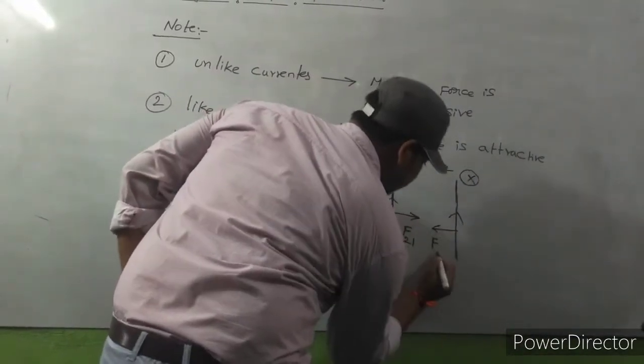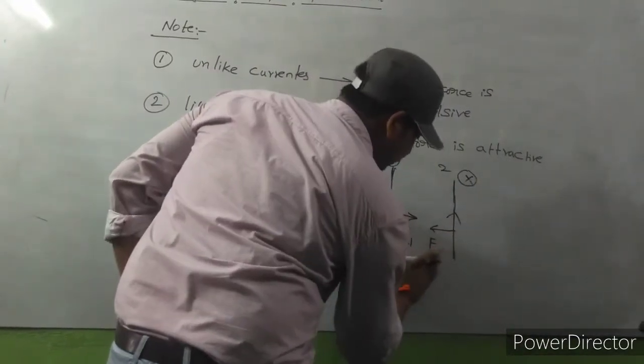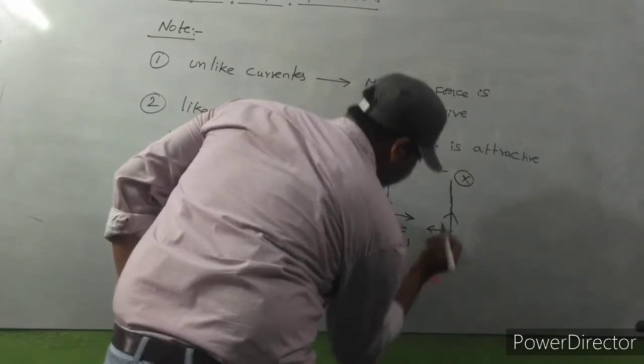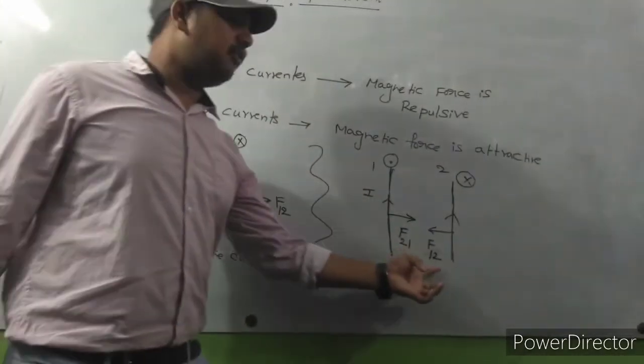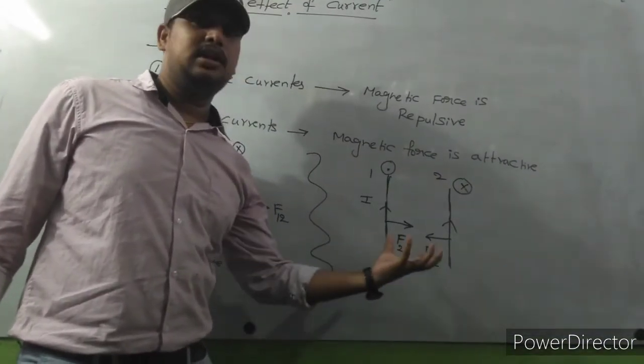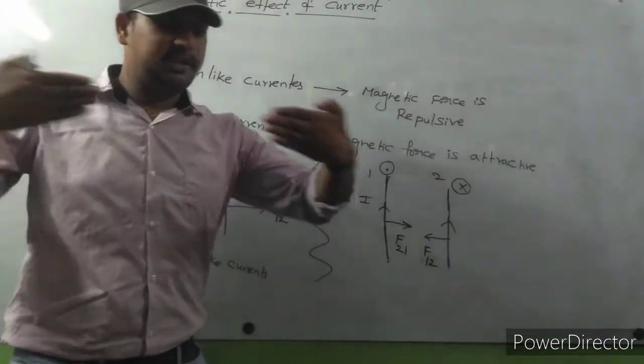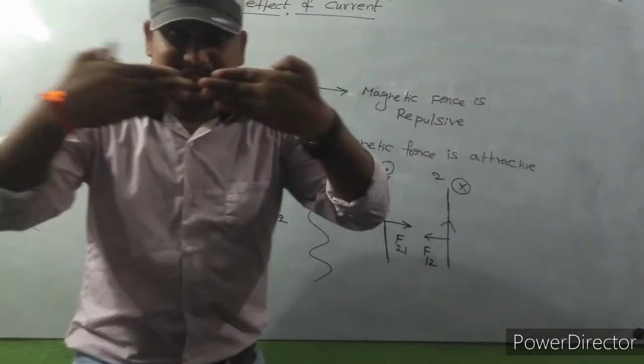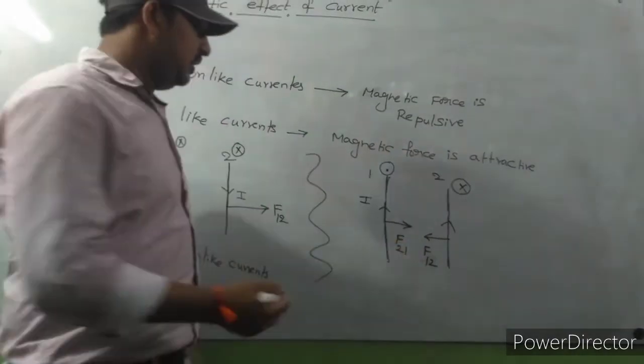Force acting on first wire due to second wire, F12. Here F21 and F12 both are acting in opposite directions. That means if two forces are acting in opposite directions, what is this? Attractive force. This is a figure.